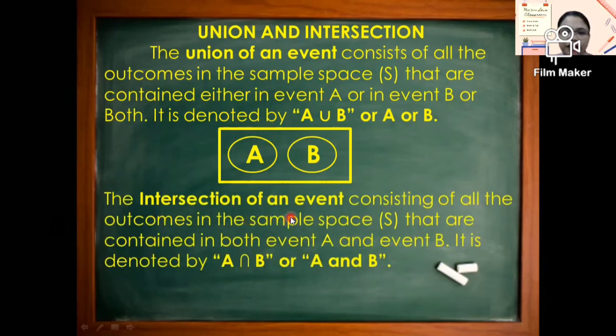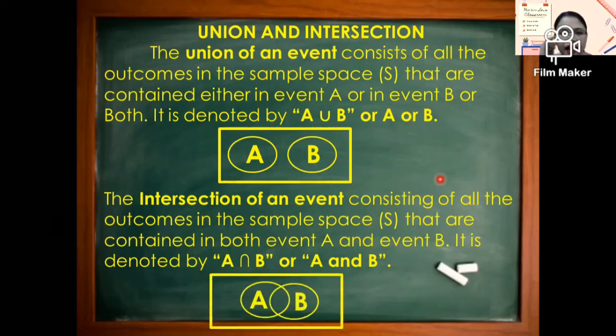Now, the intersection of an event consisting of all the outcomes in the sample space S that are contained in both event A and event B. It is denoted by A intersect B or A and B. Pag intersection and, pag union or. Okay po, pakitandaan po yan. So, paano ba siya sa Venn diagram? Yan. Ang intersection daw po ng two events, kapag kung ano yung meron sa A, dapat meron din sa B. Okay? So, kung ano yung common sa kanila, yan po. Ito ngayon ang ating intersection of an event.